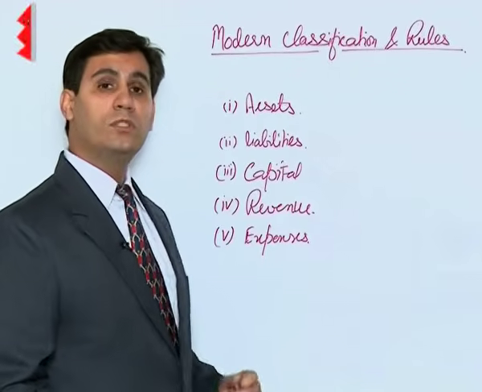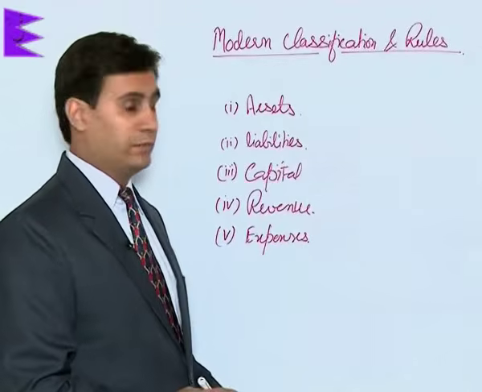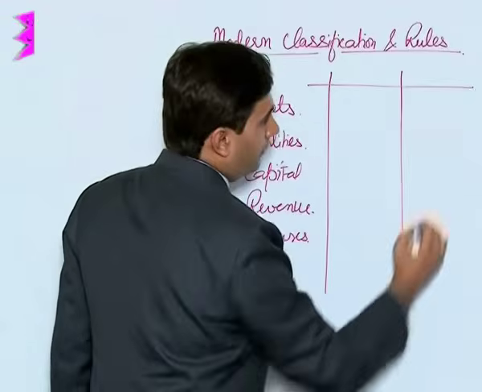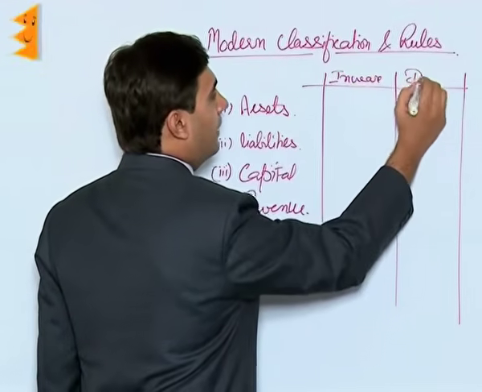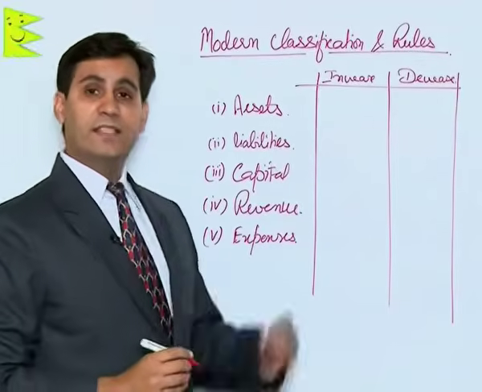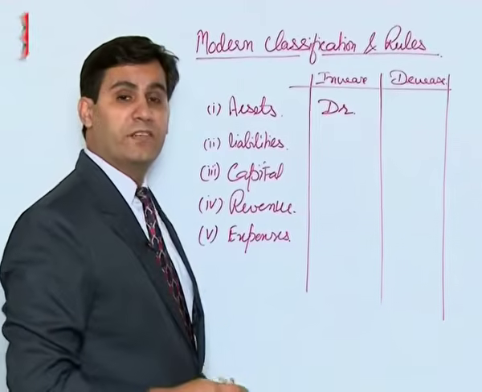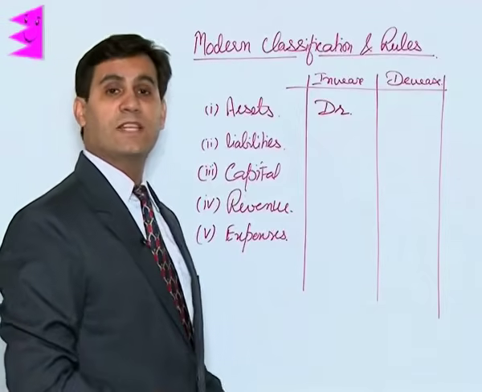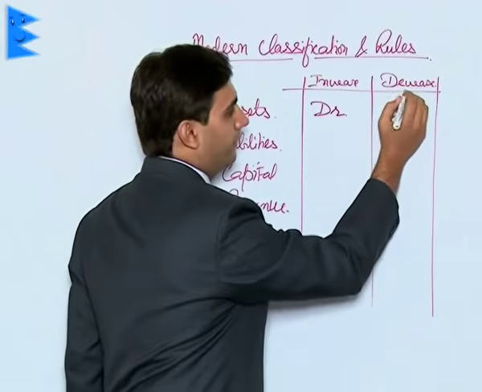Now students, the rules of debit and credit are based on these classifications. So let us understand them as well. Increase and decrease. Now students, if the assets increase, they are debited. The rule is, if there is an increase in asset, then it must be debited. Whereas if the assets decrease or their values decline, then they must be credited.